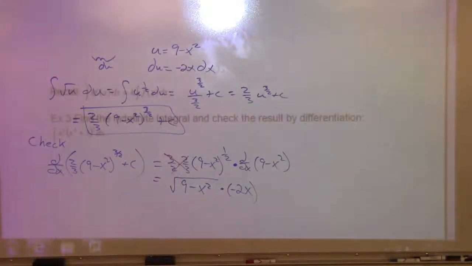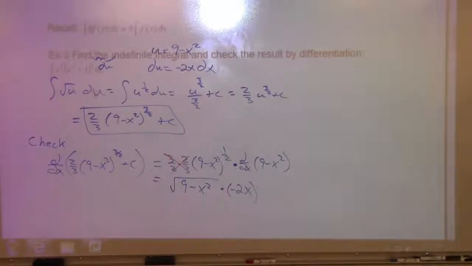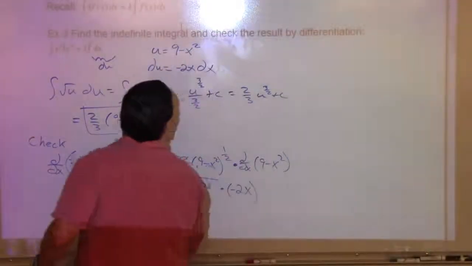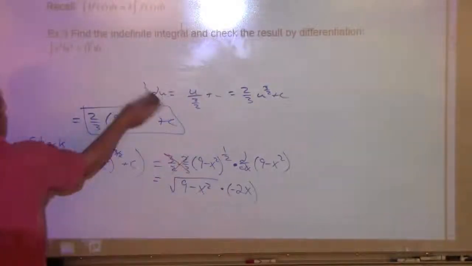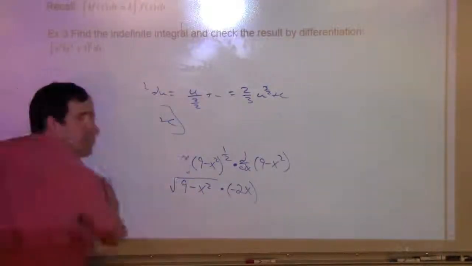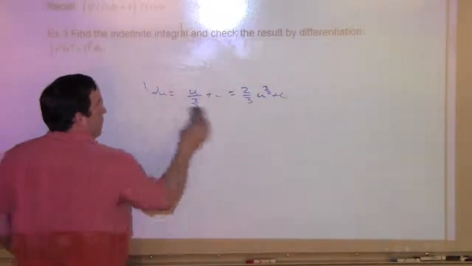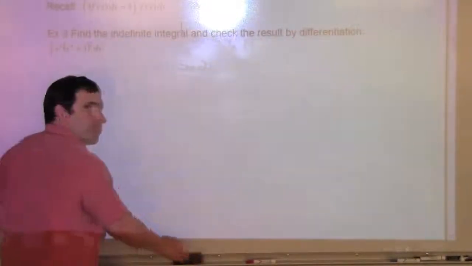It says here before we start this, recall that the integral of k times f of x dx is k times the integral of f of x dx. So for example 3, it says find the indefinite integral and check the result by differentiation. I think it's a lot more fun than doing it the long way with all the summation signs. I agree.